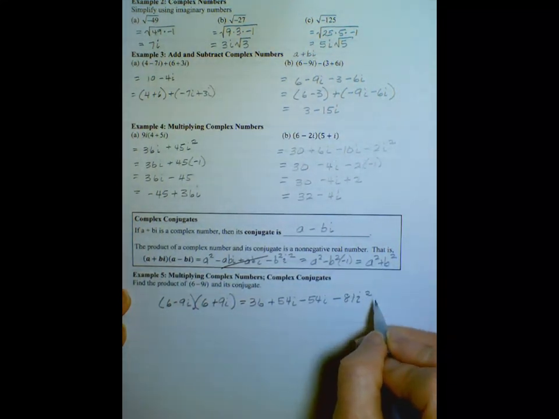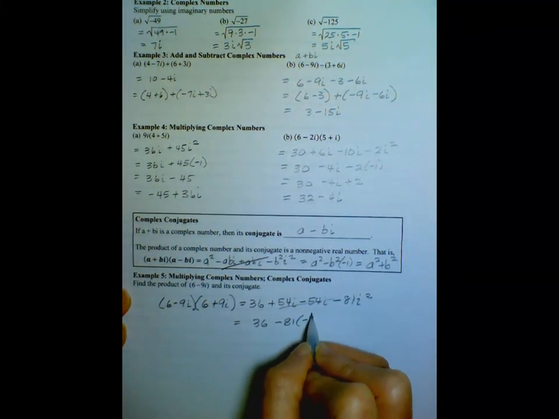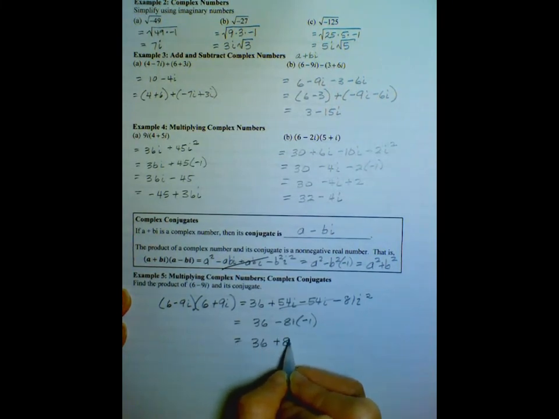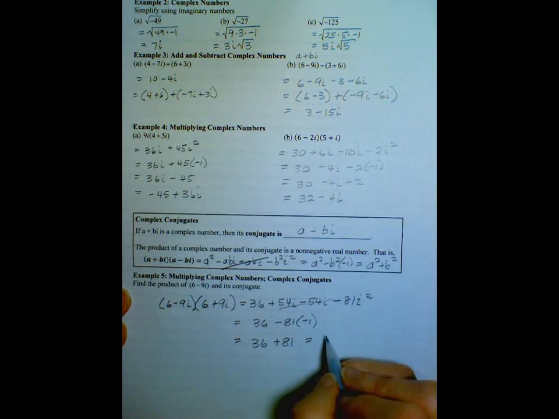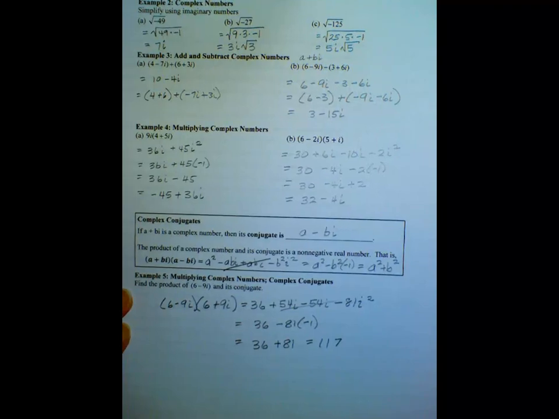81i squared. Okay, so 36, those cancel, minus 81, replace the i squared with negative 1, so we get 36 plus 81, and look at this, we get this nice real number. What, 117, is that right? Yep, okay, so that's how we're going to use that technique when we do division of complex numbers.